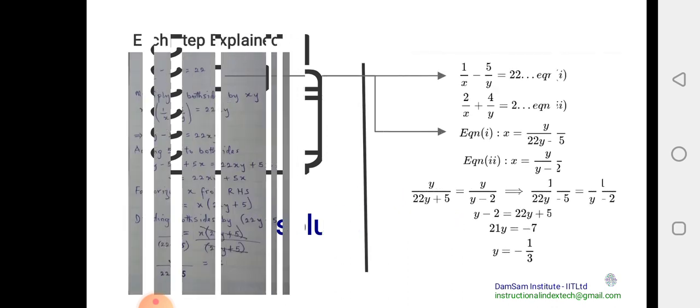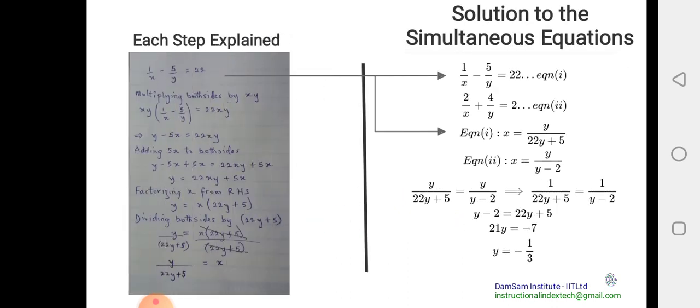Let's start. The first thing we'll do is make x the subject of the formula in equation 1, and that results in x equals y over 22y plus 5. The "each step explained" part shows how we move from that equation to the final destination.